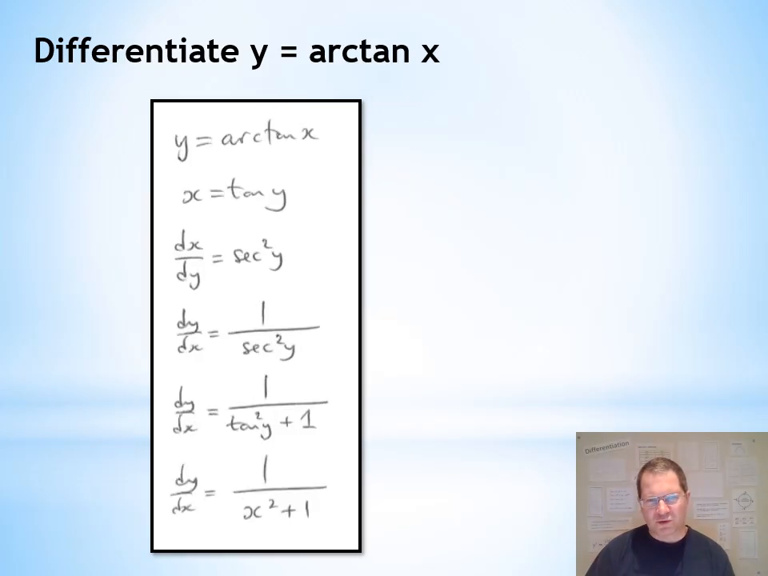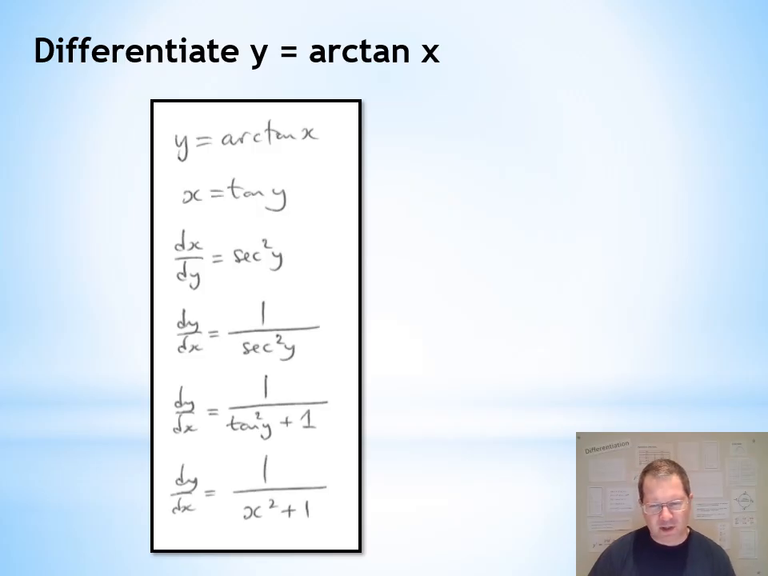Now we'll look at y equals arc tan x, and in the same way, we can straight away write that x is equal to tan y, and we can differentiate both sides with respect to y and get dx by dy equals sec squared y, and hence dy by dx is the reciprocal, it's 1 over sec squared y.